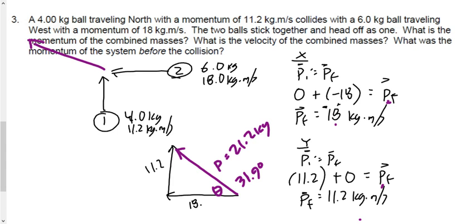Now, once you've got that momentum, we're asked for the velocity, right? Forget about the initial momentum right now. We're asked for the velocity. How are we going to find the velocity from that momentum? P over M, right? There we go, finally. So 21.2 divided by 10 kilograms gives me 2.12 meters per second, still at an angle of 31.9 degrees north of west.